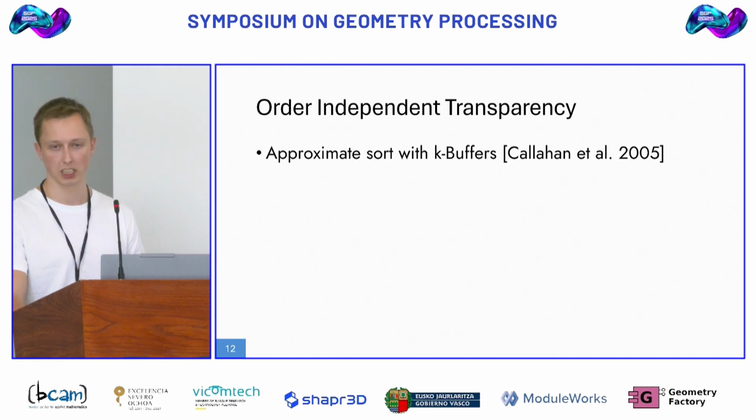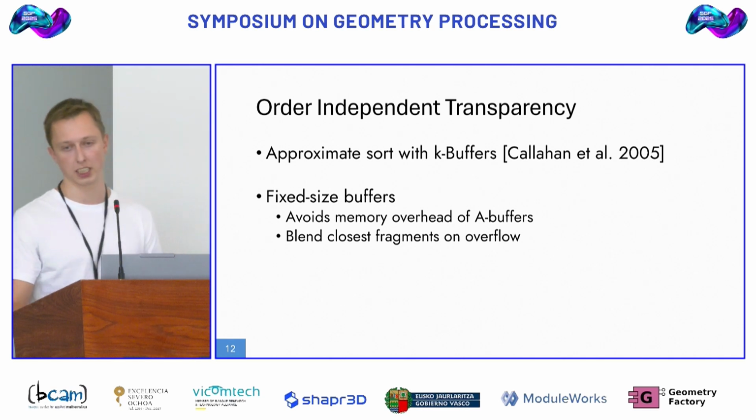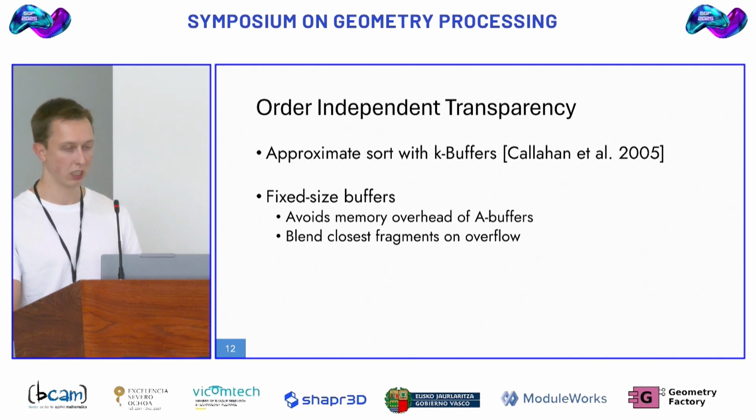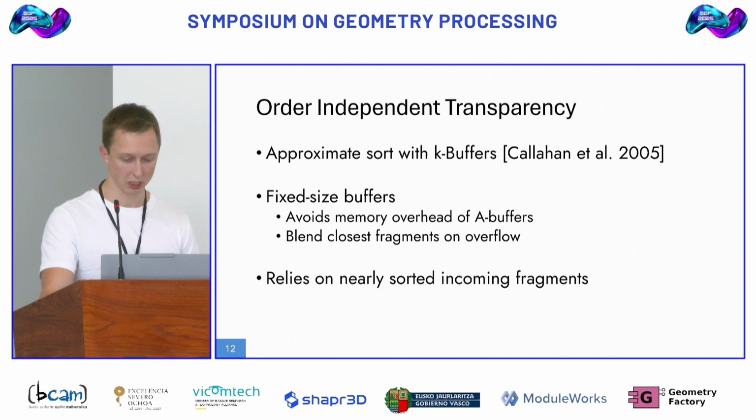We can use approximations of the perfect sort order to make this a bit faster. One of these methods is called k-buffers, which try to approximate the perfect sort order by using a fixed size buffer per pixel. This avoids the memory overhead of a default A-buffers approach, where we would have a dynamic approach. If we have more Gaussians than size in our buffer, we simply blend the Gaussian with the smallest opacity and move on.